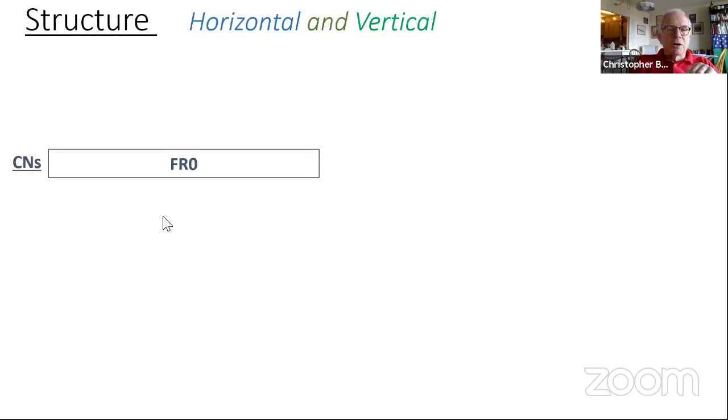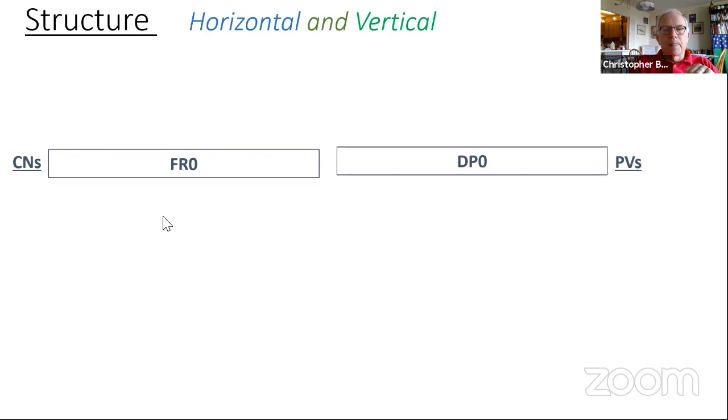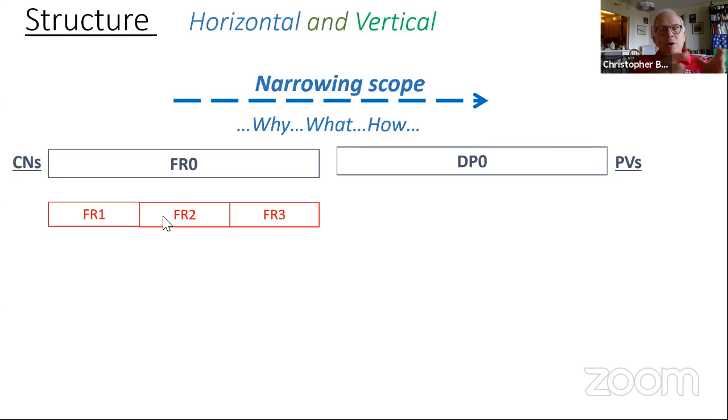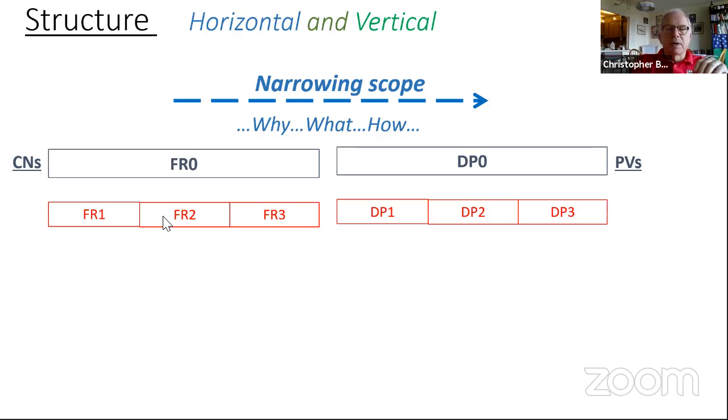So the structure, we talk about at the highest level, FR0 and DP0. And then we could have the DPs. So we're kind of narrowing scope as we go from left to right. Why, what, how. So we've got a horizontal decomposition into domains and a vertical decomposition from parents to children.